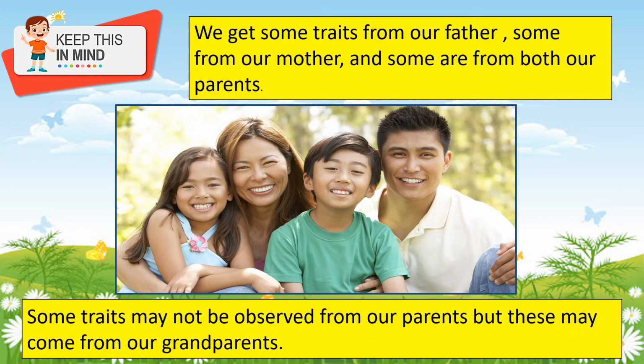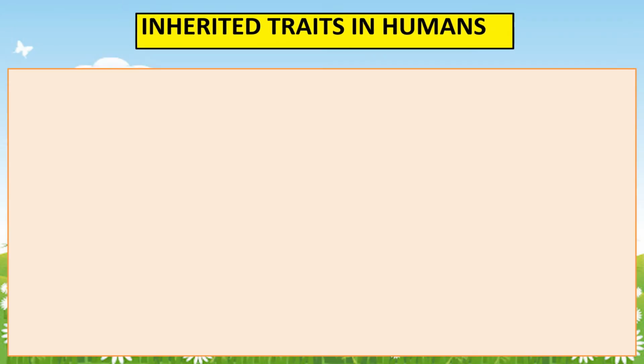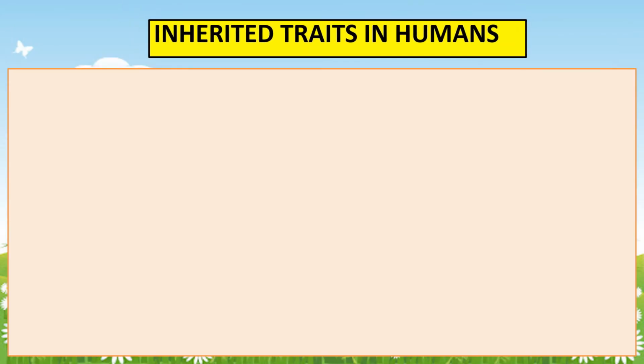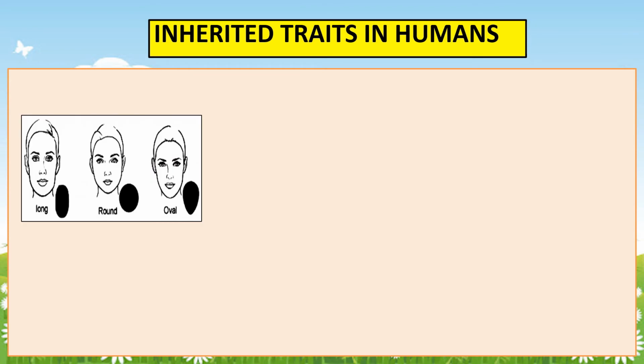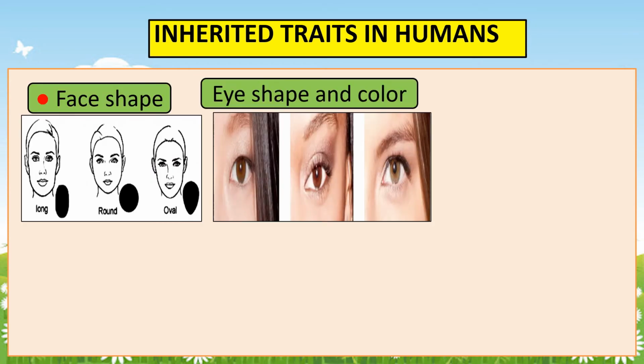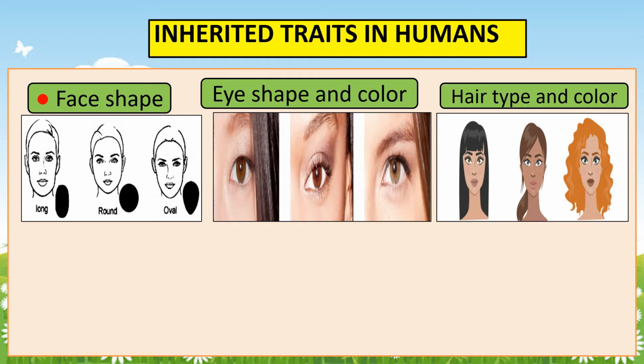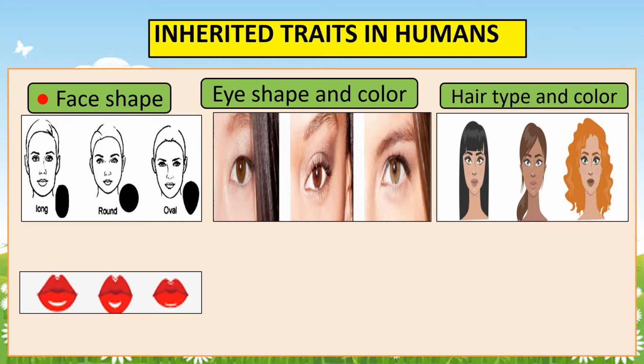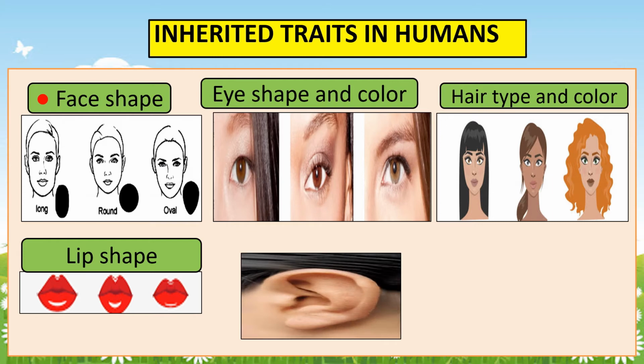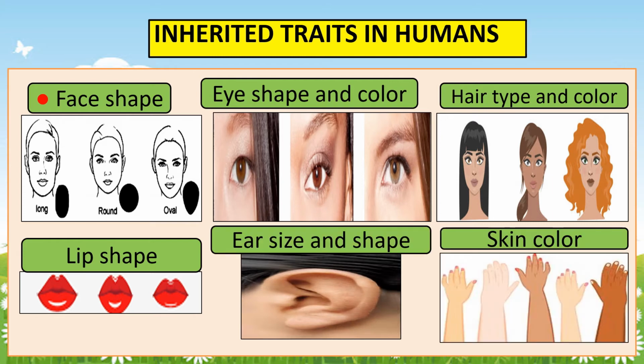Some traits may not be observed from our parents, but this may come from our grandparents. Some examples of inherited traits in humans are face shape, eye shape and color, hair type and color, lip shape, ear size and shape, and skin color.